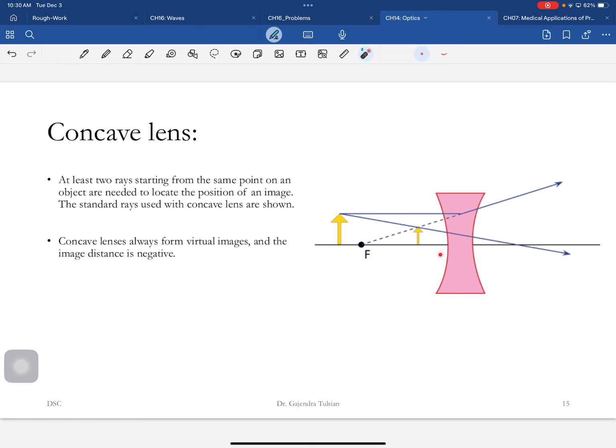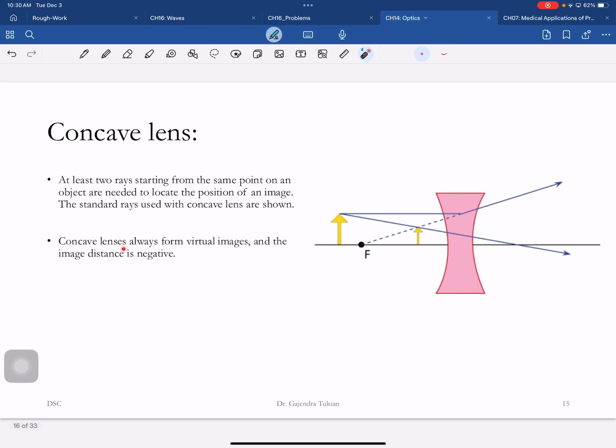Okay, so here's a concave lens. And this ray will diverge, and it'll appear to diverge from this focal length. A ray going through the center goes undeflected, and a ray that was directed at the other focal point will emerge parallel to the ray.